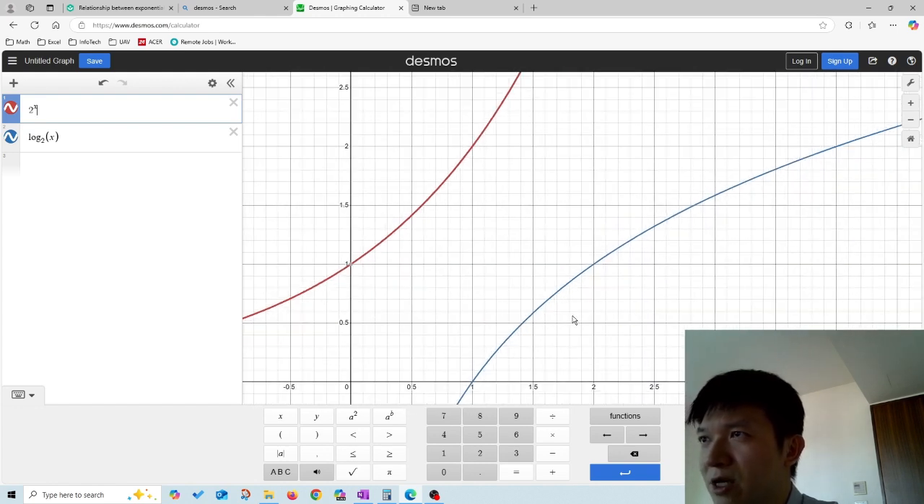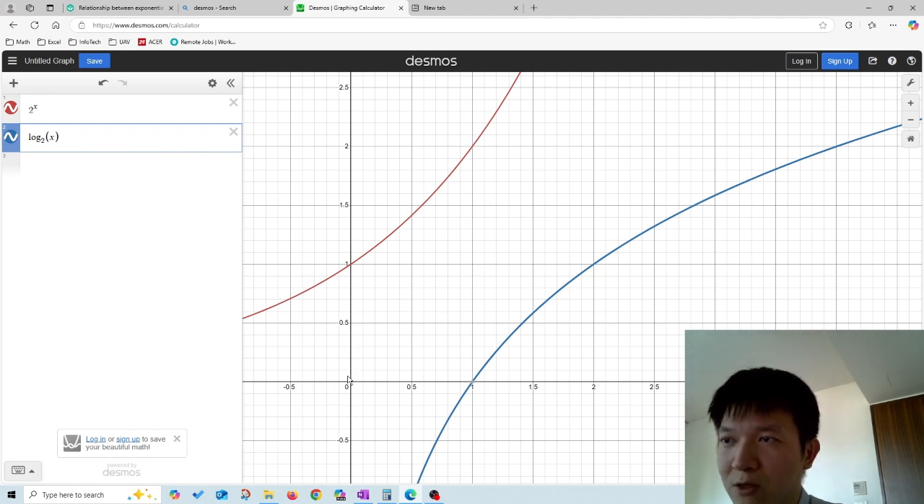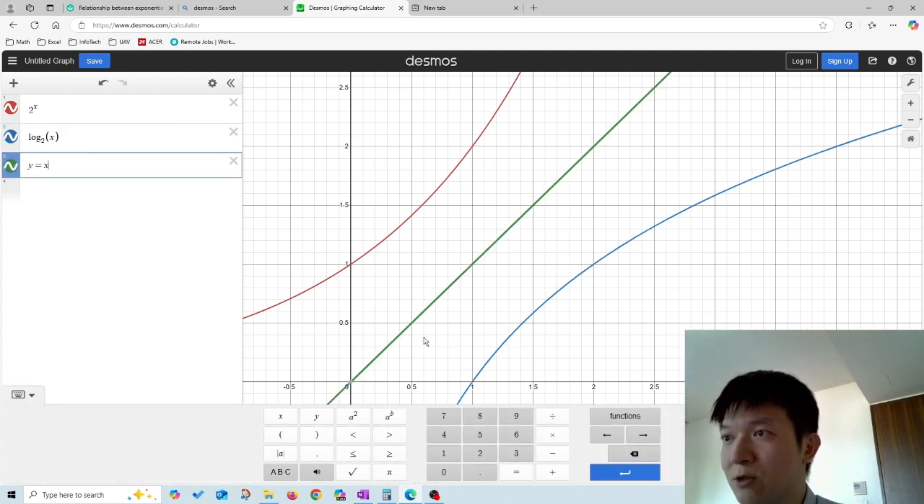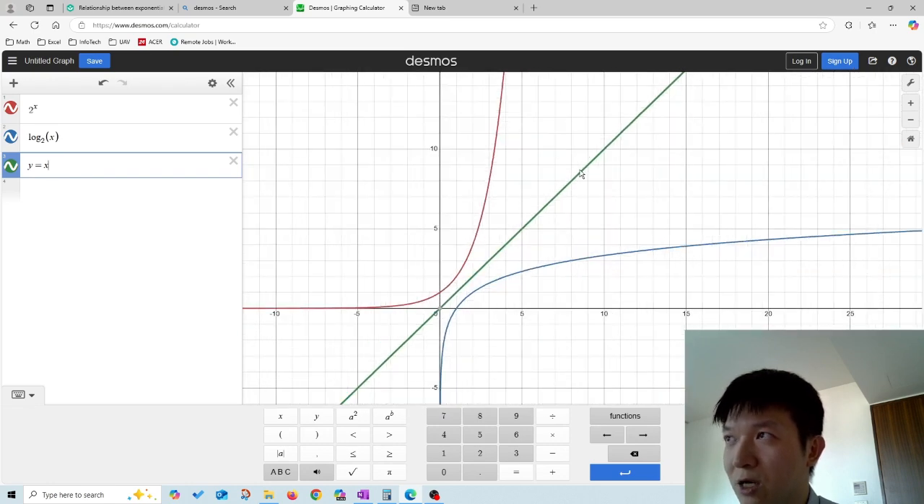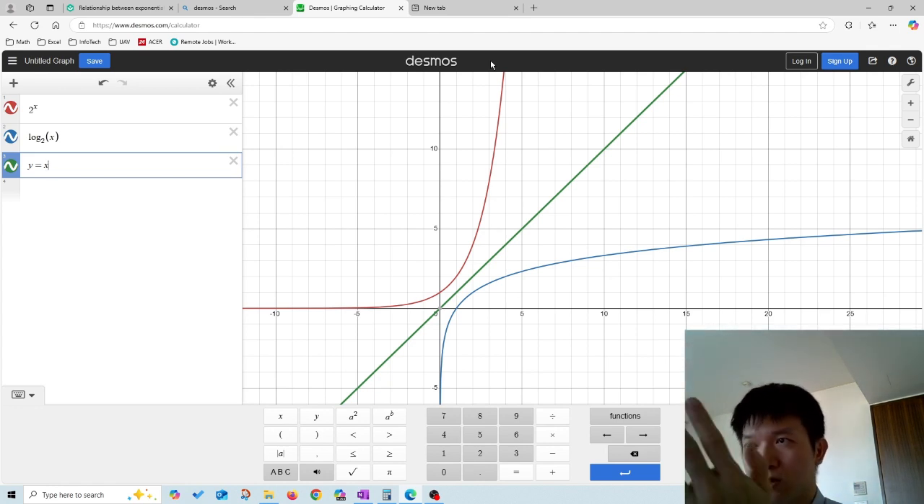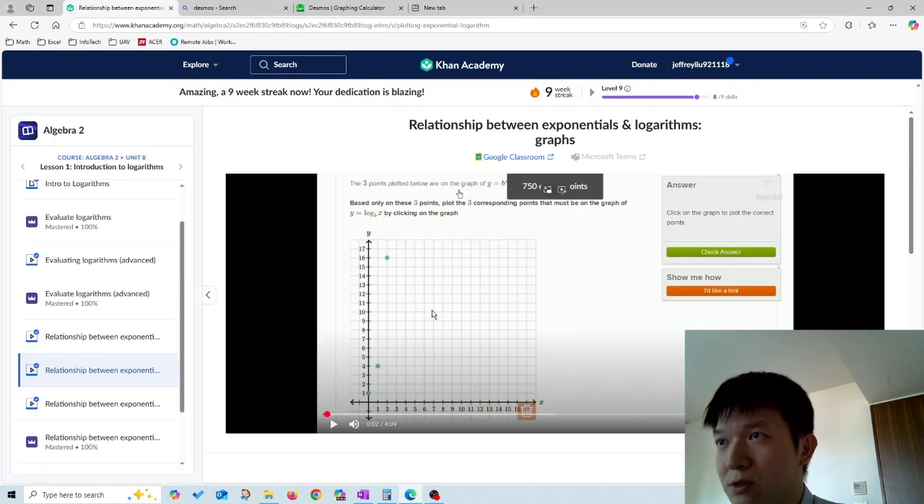Okay, so let's take another look. Before it was 1, 2, and then we have 2, 1 here. 1, 2 and 2, 1. So it's exactly folded on y equals x. The green line is y equals x. When you fold that, it overlaps. So that's going to be it.